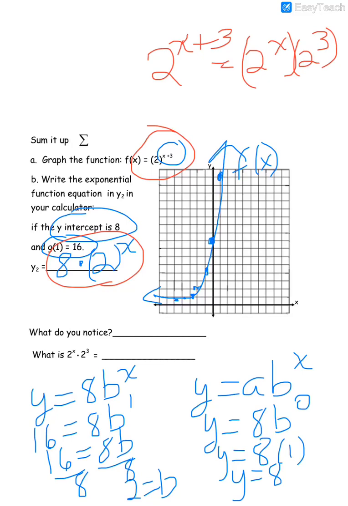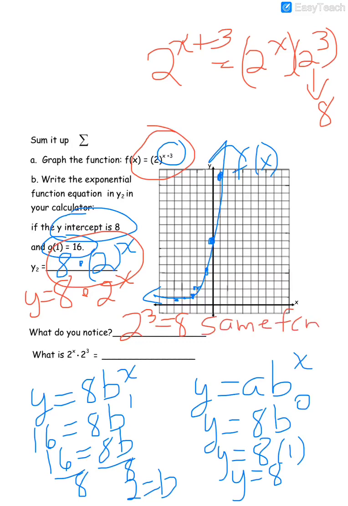So this is 2 to the x plus 3, and it's really 2 to the x and 2 cubed. Well, what is 2 cubed? 2 cubed is 8. Aha, that's the 8 that's here, times 2 to the x. That was a little hard. So what do you notice? 2 cubed equals 8. Same function.